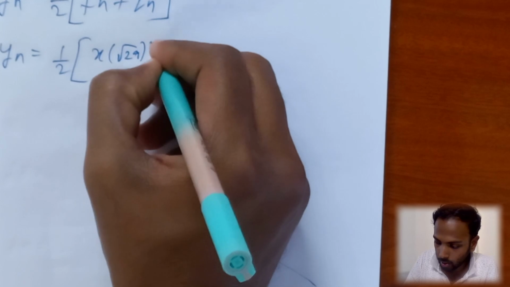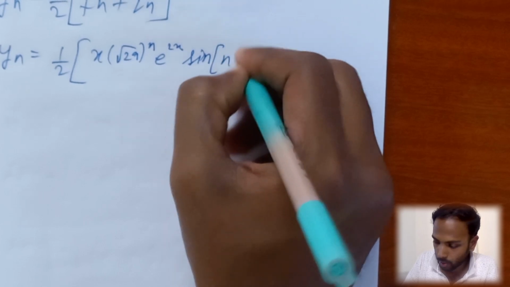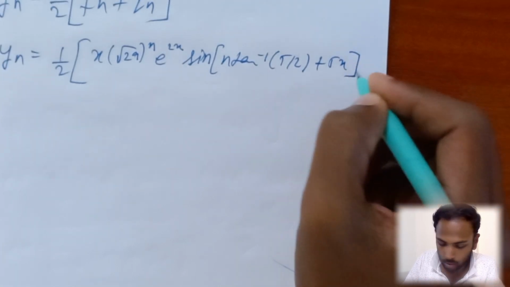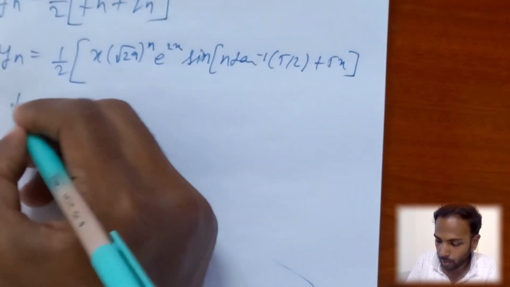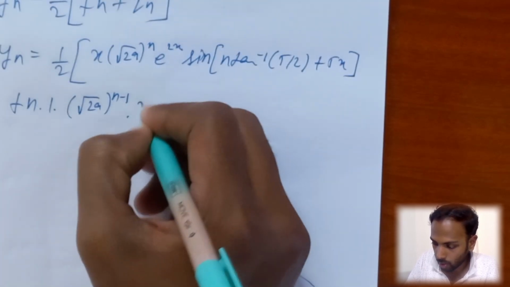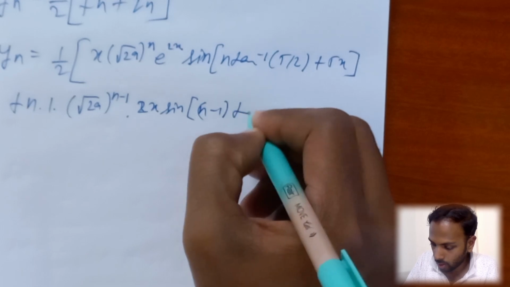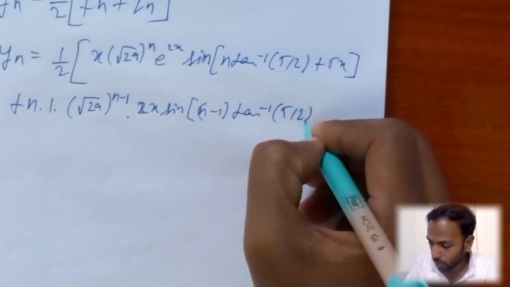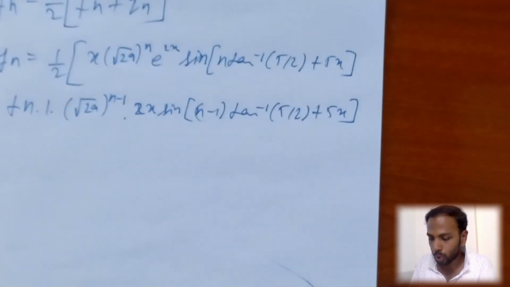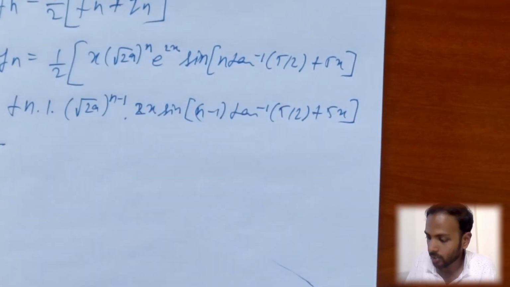So root 29 power n e power 2x sine into tan inverse of 5 by 2 plus 5x, okay, plus n into 1 into root 29 to the power n minus 1 into 2x into sine of n minus 1 tan inverse of 5 by 2 plus 5x. Nothing, I'm just copy pasting that same Fn here to show you the final answer. Okay, Fn is done and plus is there, right? That's plus, you take it as it is.